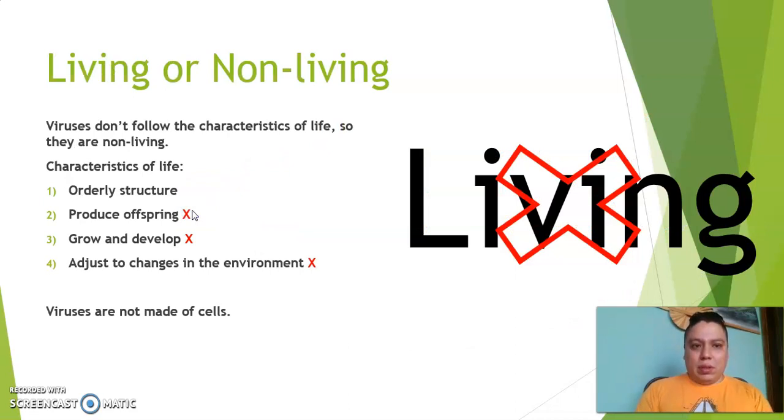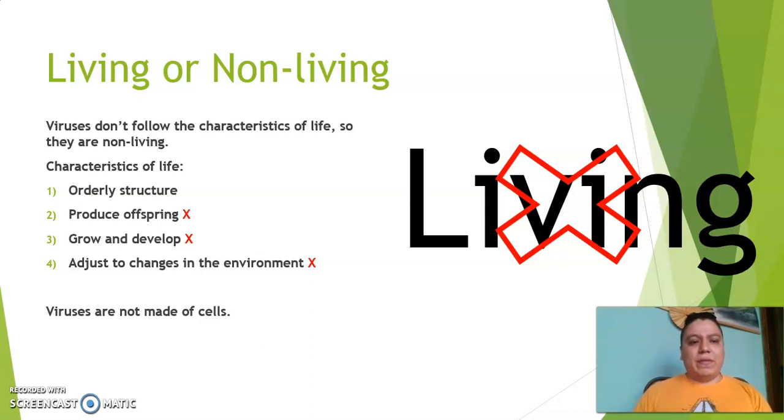So then, living or non-living? Are viruses living or non-living things? Well, if we go back to your original lesson during the year, it says in here that viruses don't follow the characteristics of living things. So they are considered non-living.